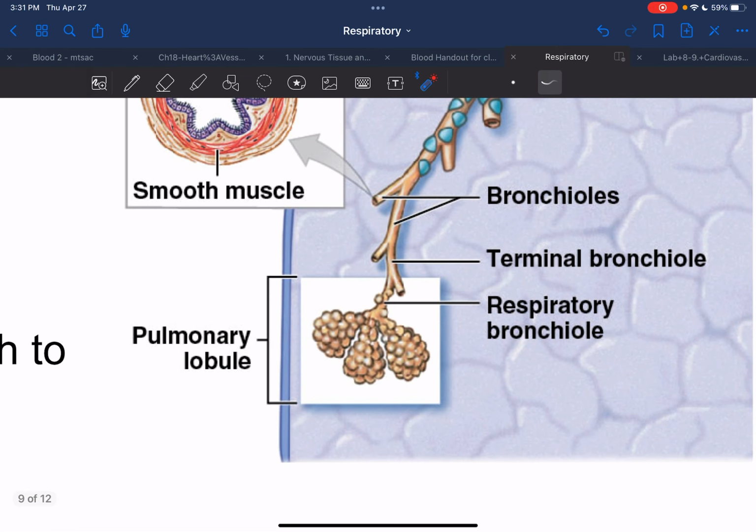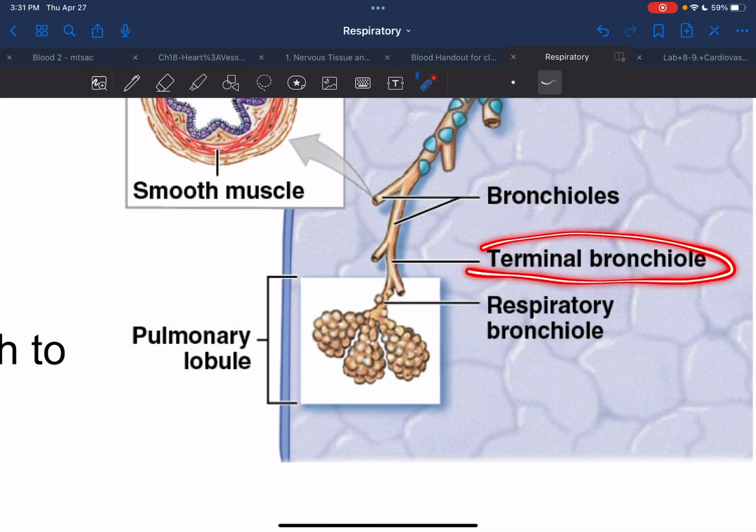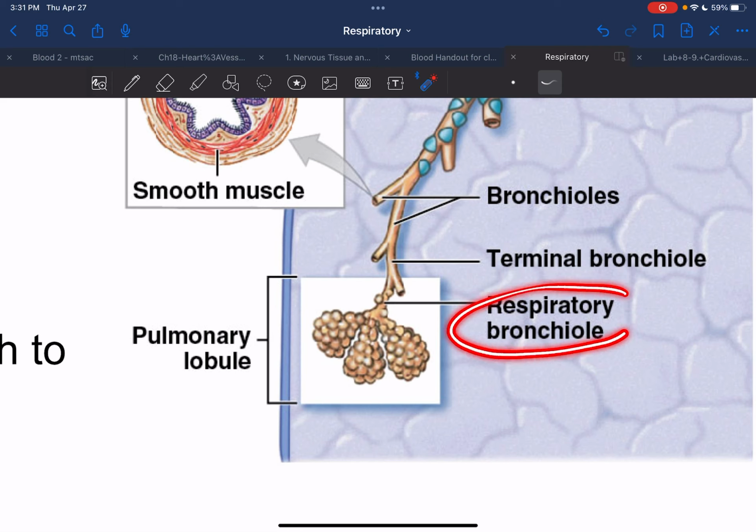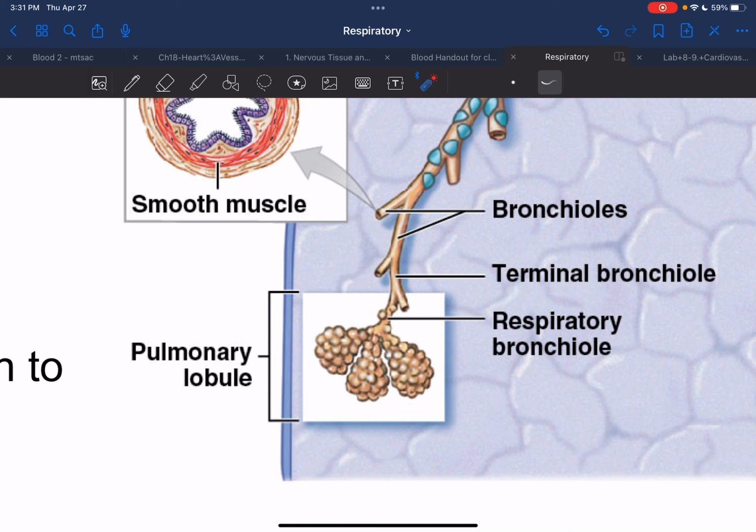And as we're terminating, right, as we're reaching the very final destination, we finally reach our terminal bronchiole. The respiratory bronchiole is that final stage that gas needs to pass through in order to reach our alveoli and those capillaries in order to do gas exchange. And so the terminal bronchioles are where we're terminating. That's why I like to remember it.